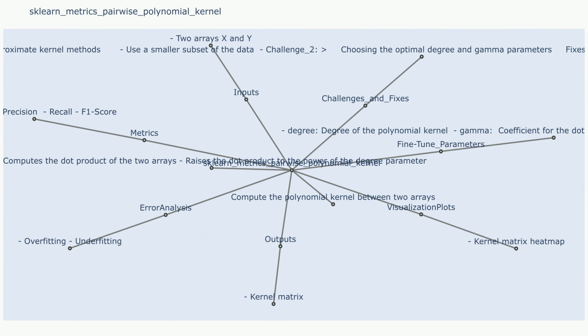Use more efficient data structures and algorithms for matrix operations. Consider using other kernel functions that are computationally less expensive, such as the linear kernel or the radial basis function (RBF) kernel.